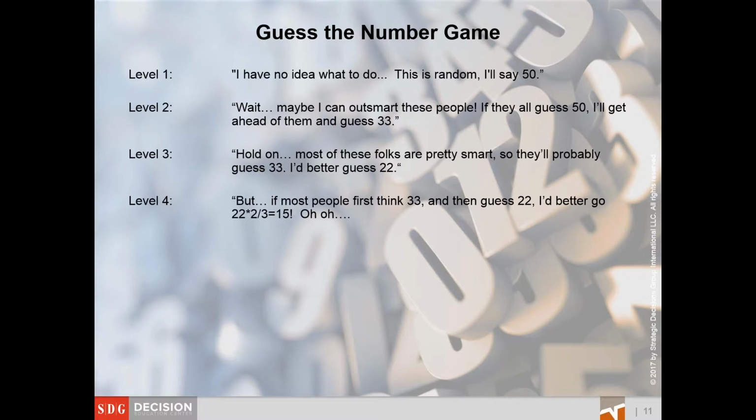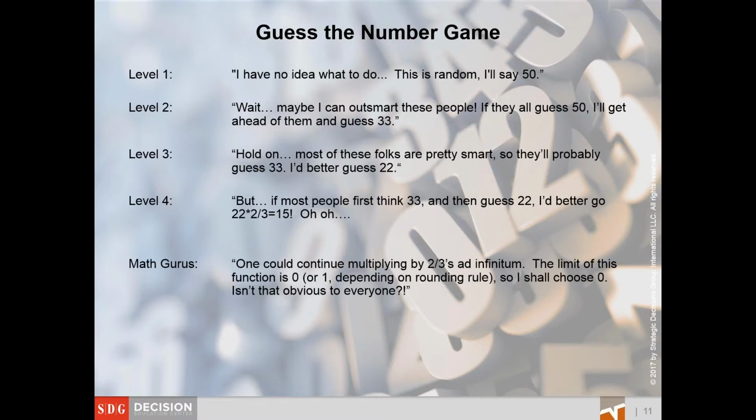Now, some of you got level 1, some of you went to level 2, level 3. If you're a math guru, you could say, okay, well, I can see how this works. You keep multiplying times 2/3, and then as we get to the rounding rule, you could get down to 0 or 1. Some of you might have gotten there, but here's the trick. You are not at the math conference today. Your task is to come in and say, what's everybody else thinking? What are they doing? And how am I going to get out ahead of that, but maybe not too far out ahead?